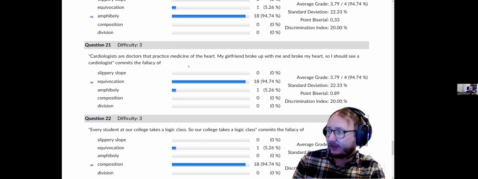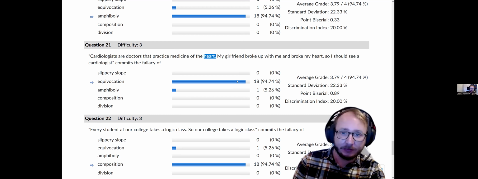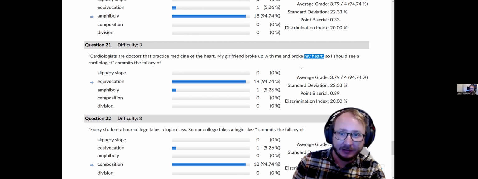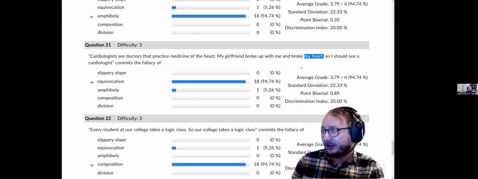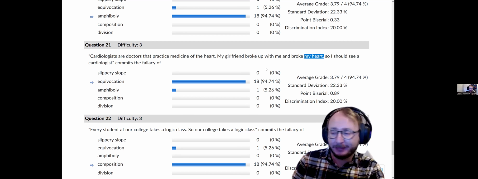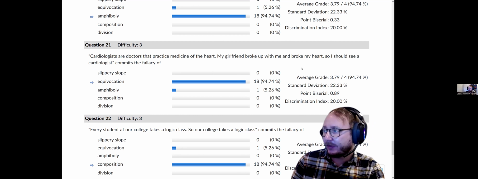Question 21 is equivocation on the concept of heart, right? Cardiologists are doctors that practice medicine of the heart. Here we mean the actual physical organ beating in your body. But when your girlfriend breaks up with you and breaks your heart, that's a different use of the term. Your physical organ in your body is unaffected, mostly. But it's an emotional state, right? Of loss and grief, maybe. So this conclusion, that I should go see a cardiologist, depends on that shift in meaning.